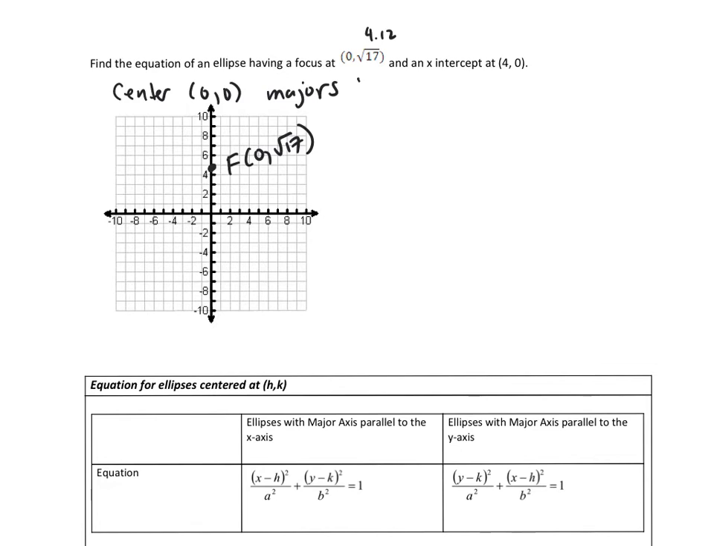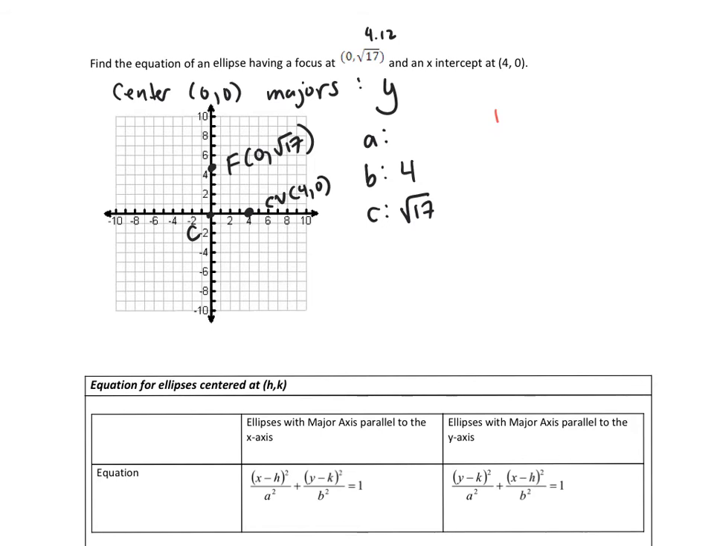So right away, I know my major axis is going to be the y-axis. Because remember, on the major axis is where you'll find your vertices and your foci. We also have an x-intercept at (4, 0). But if I'm calling the origin the center, then this (4, 0) as an x-intercept is also a co-vertex. So that'll help when I'm trying to define my a, b, and c. I know c is square root of 17, the distance from the center to the focus, and the distance from the center to the co-vertex is simply going to be 4.